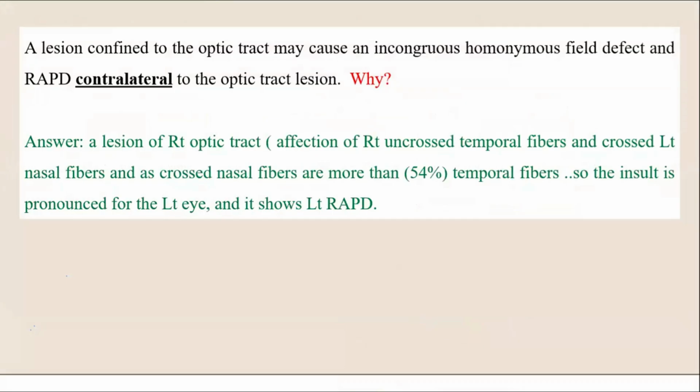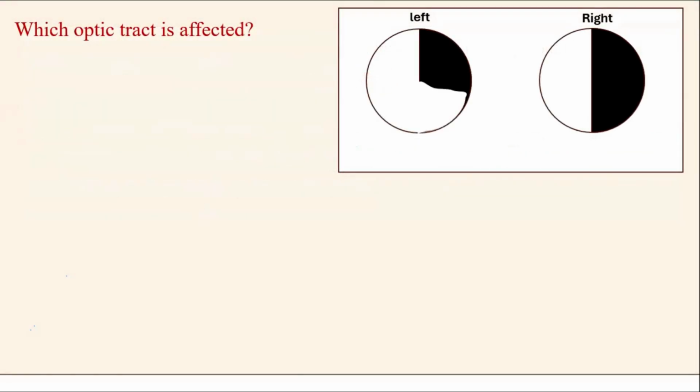Read the next slide. Yeah, please continue. A lesion confined to the optic tract may cause incongruous homonymous field defect and RAPD contralateral to the optic tract lesion. Why? Answer: a lesion of the right optic tract affects the right uncrossed temporal fibers and the crossed left nasal fibers, and as crossed nasal fibers are more than temporal fibers, the insult is pronounced for the left eye and it shows left RAPD. Okay, thank you. I think everything is clear now.